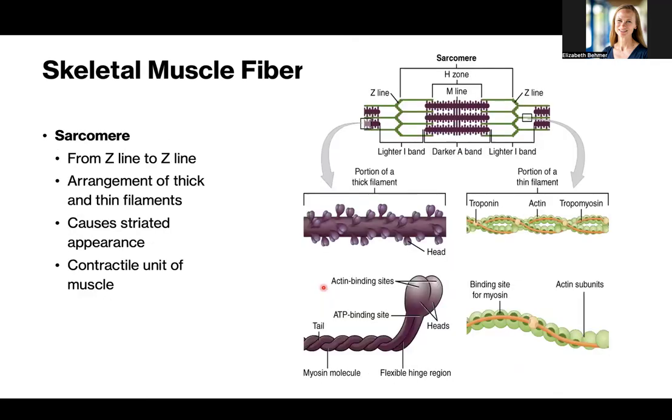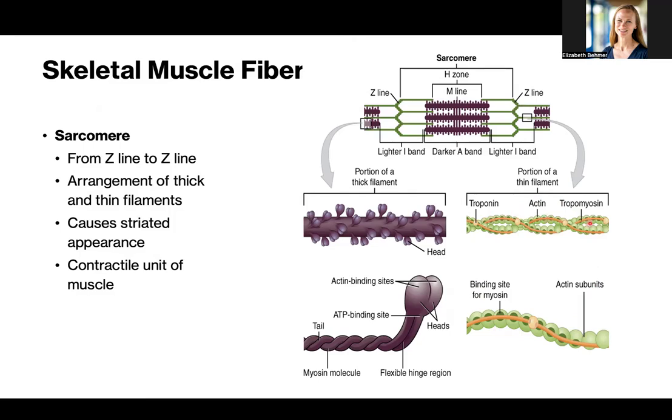So, a little more look at the sarcomere. Again, this is the arrangement of thick and thin filaments. A sarcomere is the contractile unit for muscle contraction, and your muscle fibers have many, many sarcomeres throughout them. The sarcomere causes the striated appearance with those light and dark regions of myosin and actin. And you can see here portions of your thick filament, which are made of myosin proteins, and portions of the thin filament made of troponin, actin, and tropomyosin.